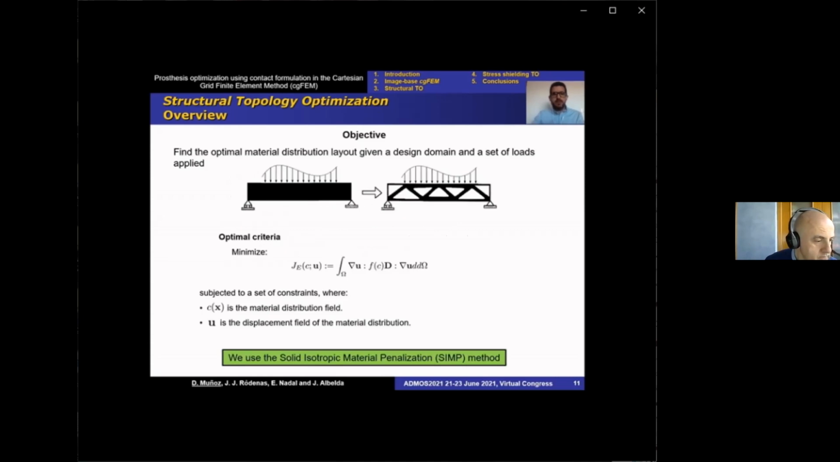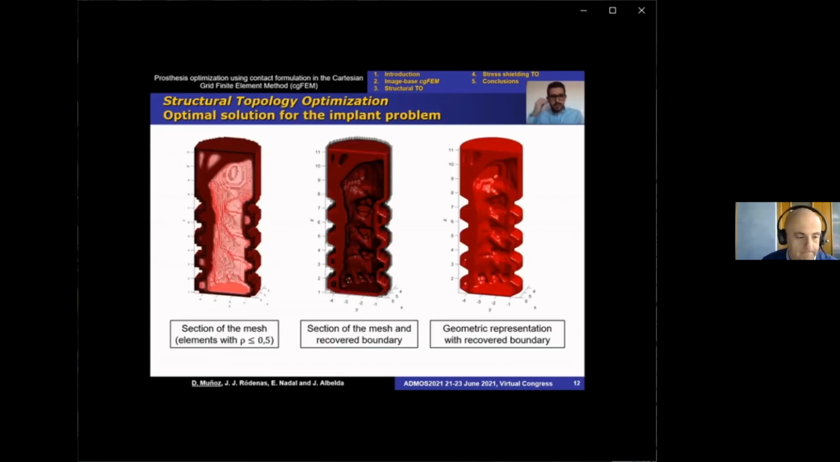The objective of structural topology optimization is to find the optimal material distribution of a structural component that minimizes the compliance in this case, which measures the strain energy, and also satisfies a set of structural constraints such as maximal stresses or a given volume reduction. In this work, we base on the SIMP method. Here I show you different representations of the optimal material distribution in the implant of the prosthesis problem.